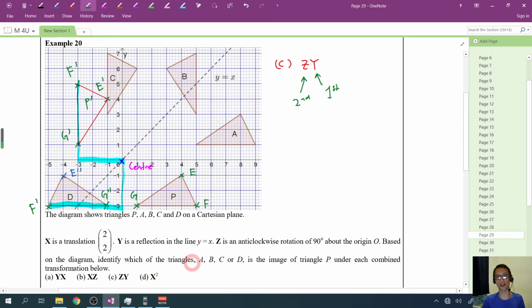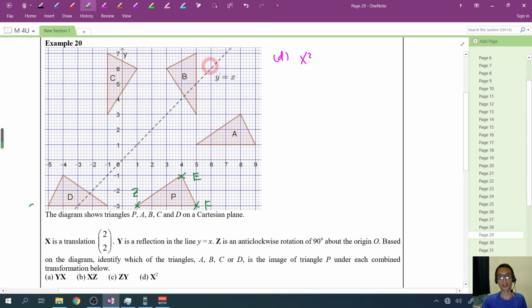Okay, now let's go to the last one. The last combined transformation that we are going to do is X squared. When you see a square, you have to be more careful. Let's say, for example, I have a transformation T. The transformation is a translation. Let's say (2, 3). Okay, let me change the number. (-2, 4).